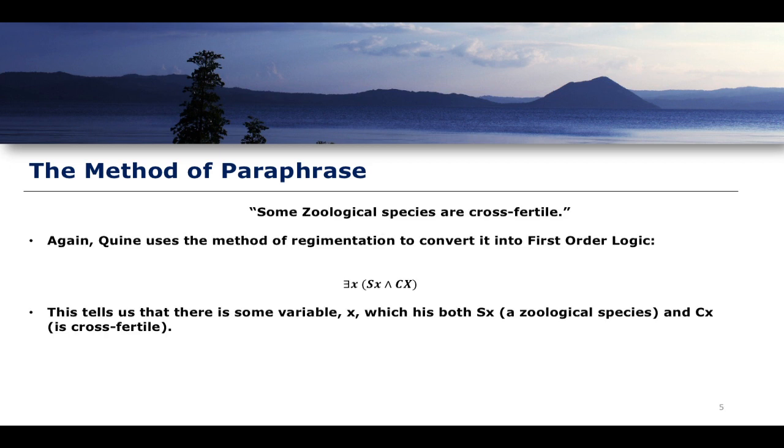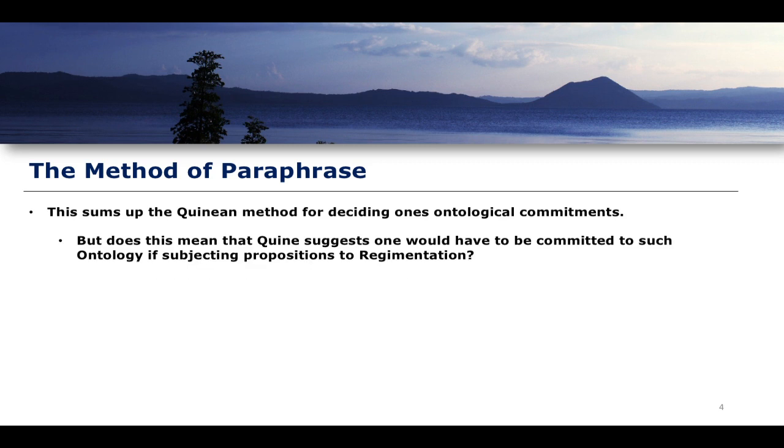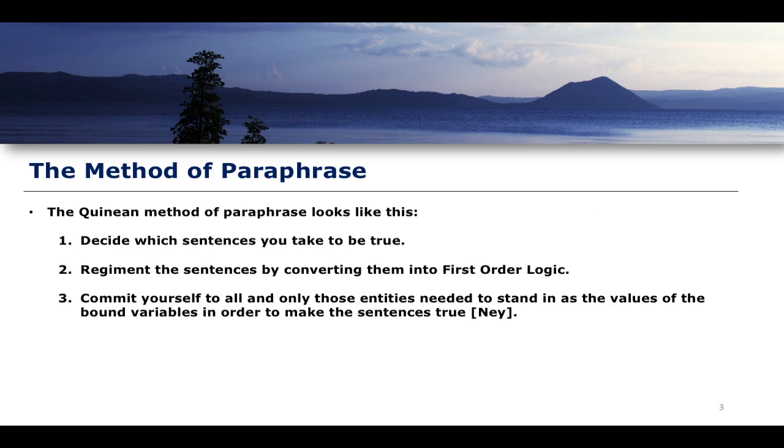And if we were to follow the Quinean method, the three-stage test that we have all the way up here, okay? We take a sentence which we take to be true, which is "some zoological species are cross-fertile." I want to ontologically commit myself to that statement, okay?